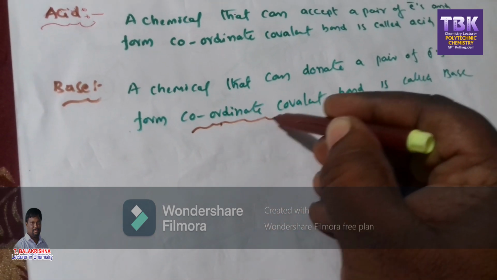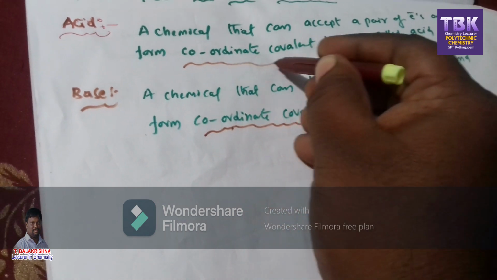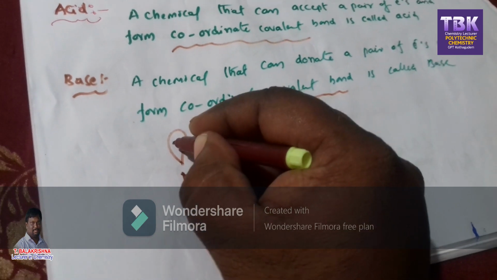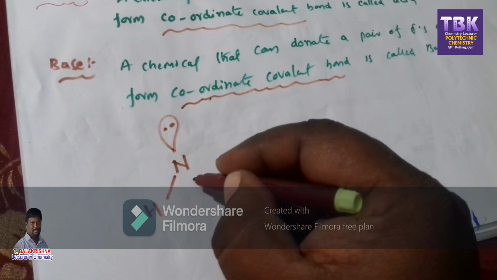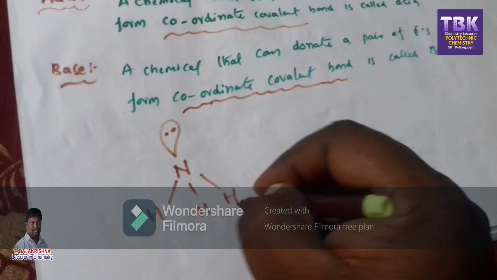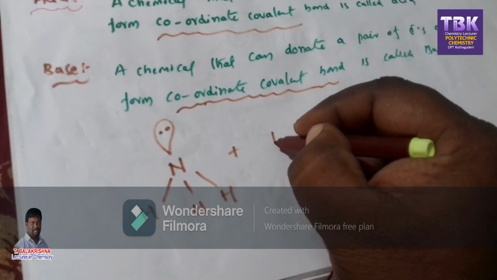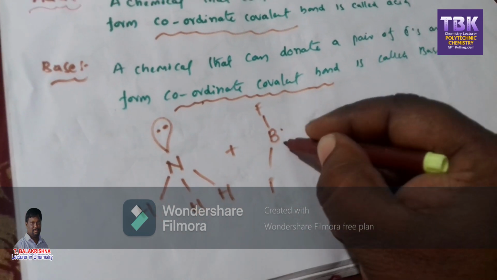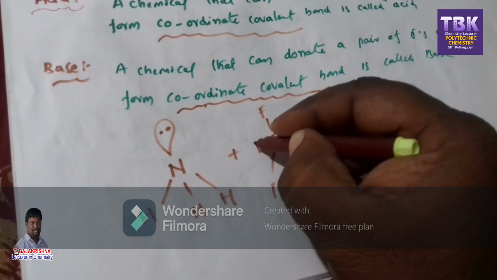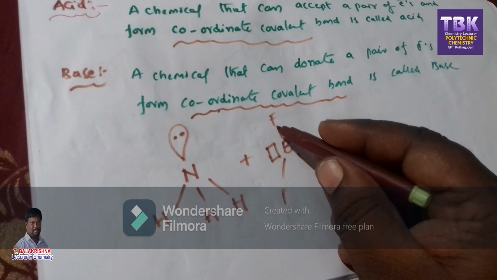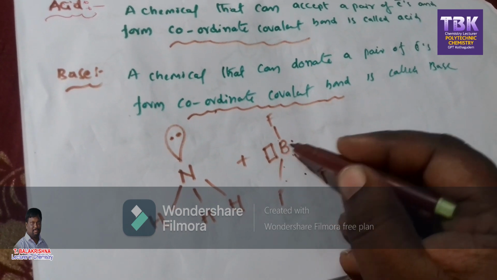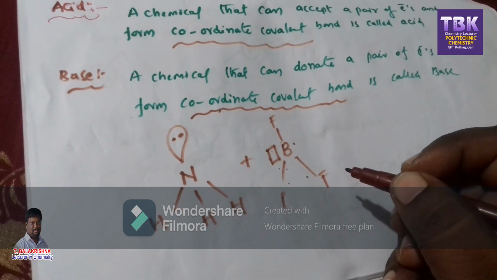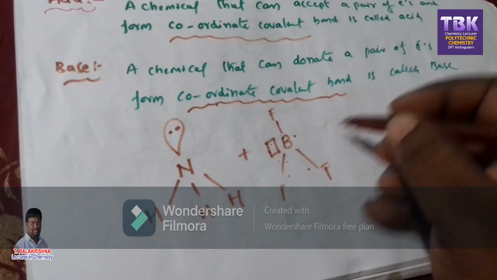We learned coordinate covalent bond in the first chapter. The example we learned was ammonia, NH3, the structure of ammonia, and boron trifluoride, BF3. It is an electron deficiency molecule. It is ready to accept the pair of electrons. It has only 6 electrons, 1 2 3 4 5 6, and is ready to gain one pair of electrons to attain stability or obey the octet electron configuration.